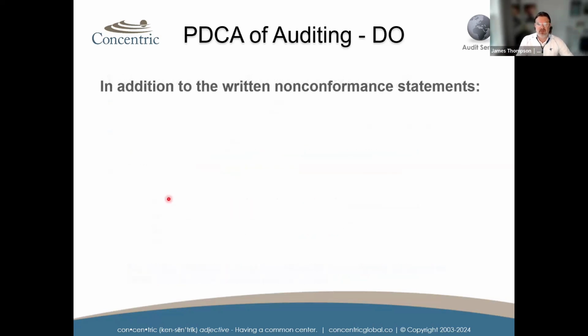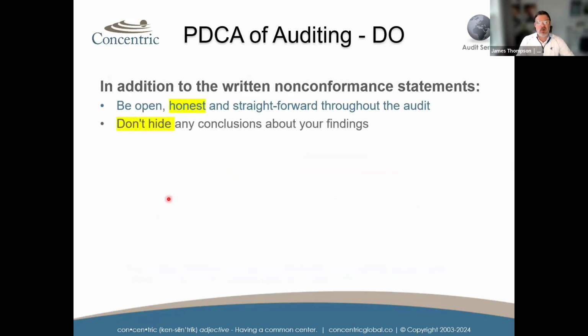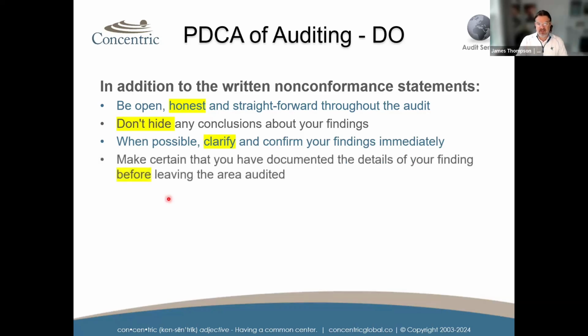But in addition to the written nonconformance statement, be open, honest, and straightforward. Don't hide the findings until the end of the audit. I don't like that. The auditee is not going to like that. When possible, clarify and confirm your findings immediately. Make certain that you have documented the details of your findings before leaving the area that you've audited. Sometimes you might have to circle back and go back to that area in order to clarify some things.